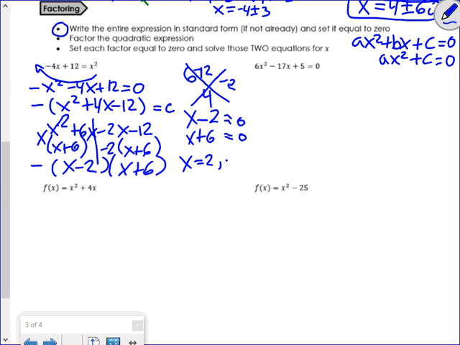2 and... that's how you factor by solving. Or sorry, that's how you solve by factoring. Yes?